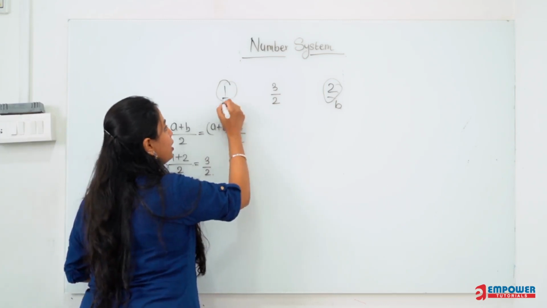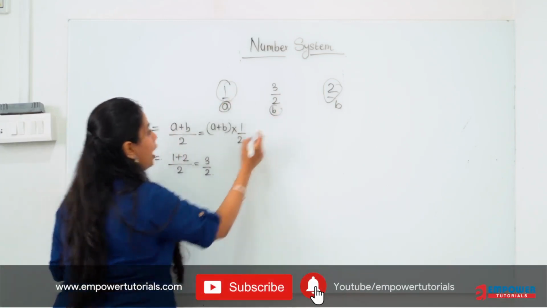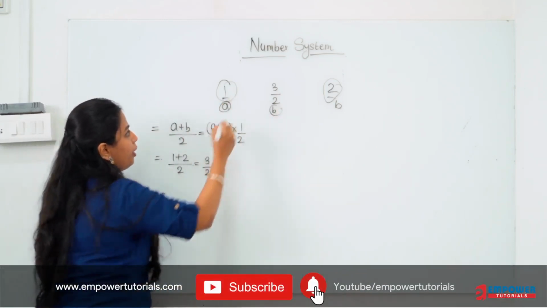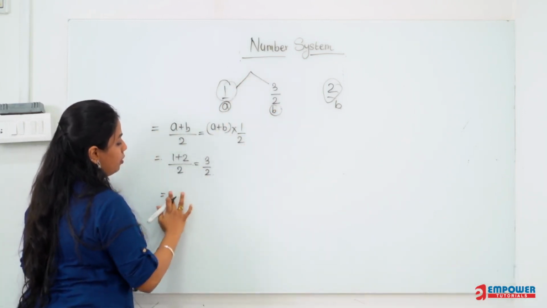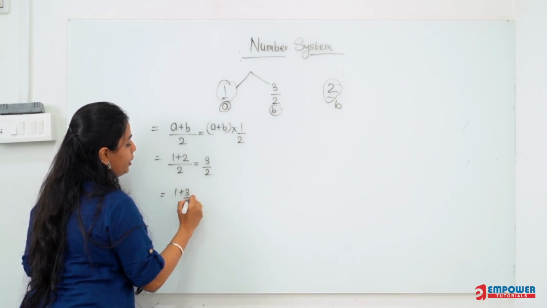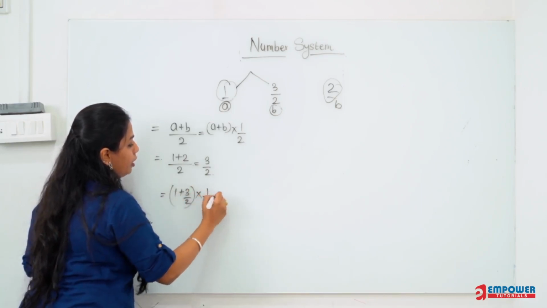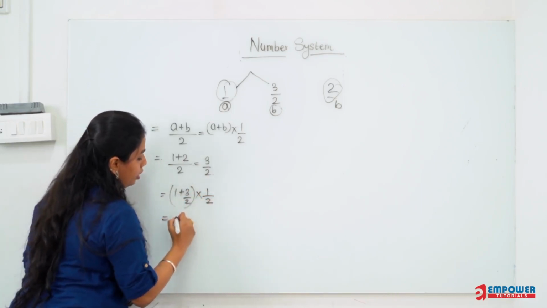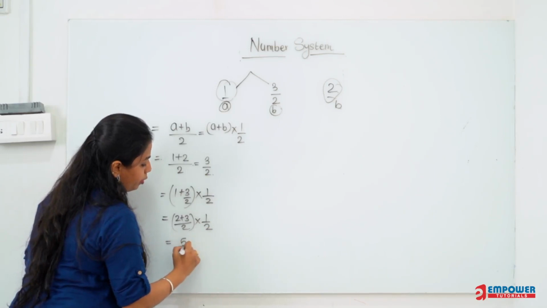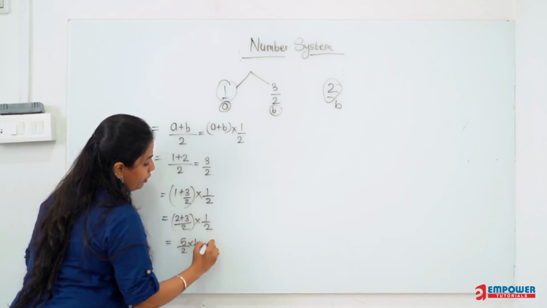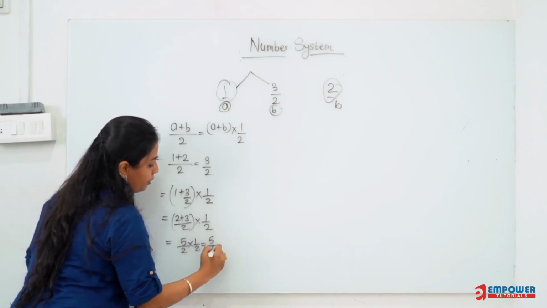Now again I will consider this as A and this as B, and I will use the same formula to find the number between these two. So this will be 1 plus 3 by 2 into bracket 1 upon 2. So this will be 2 plus 3 upon 2 into 1 upon 2, and you will have 5 upon 2 into 1 upon 2, that is 5 upon 4.